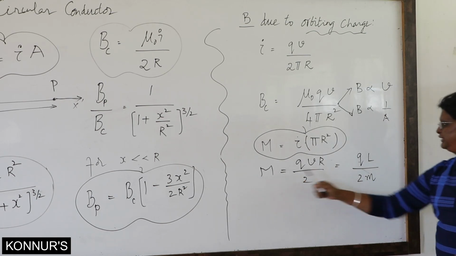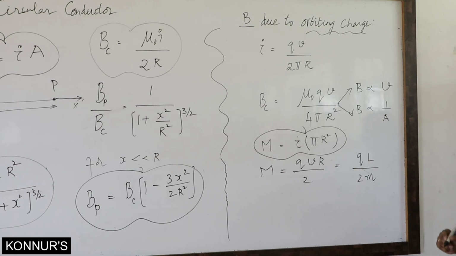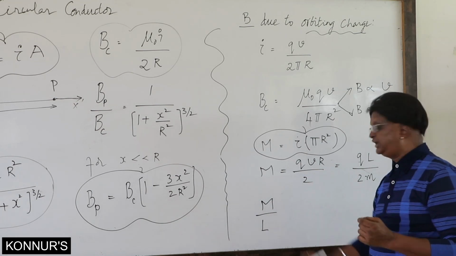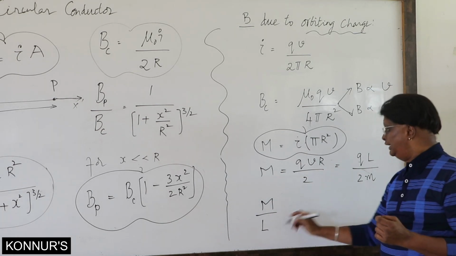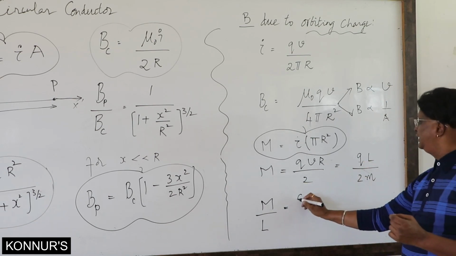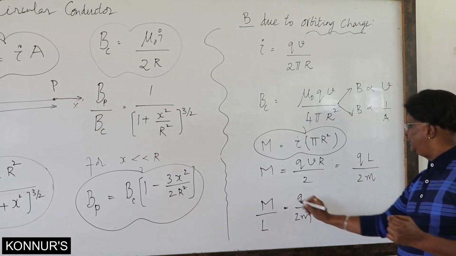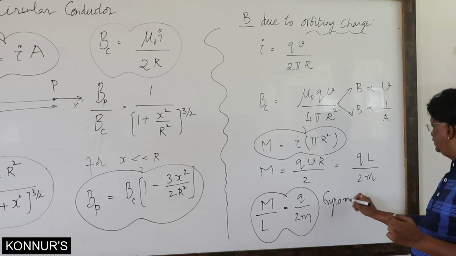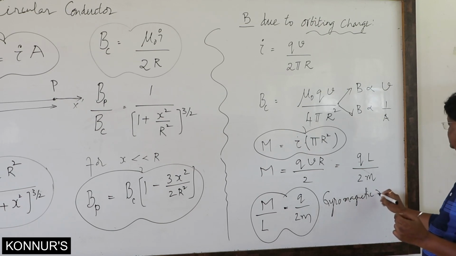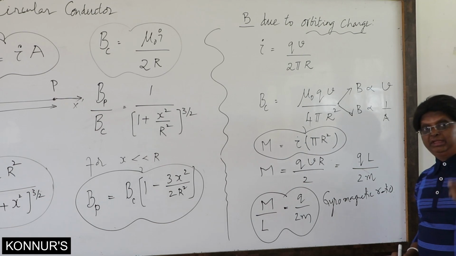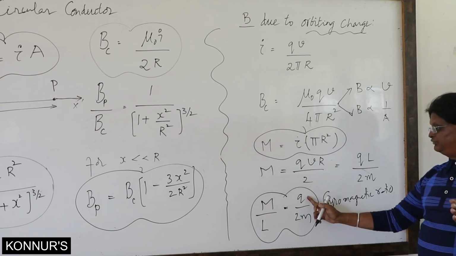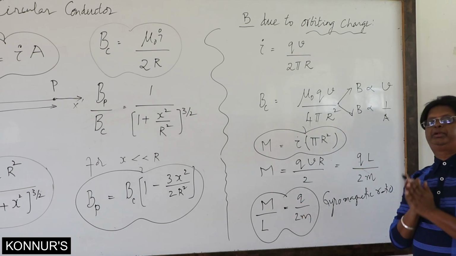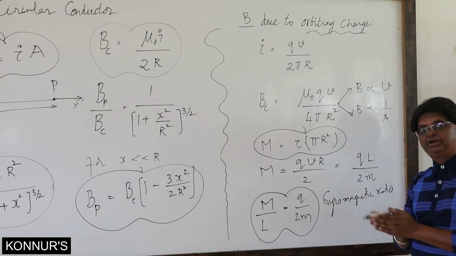This is magnetic moment and this is angular momentum. One popular topic, I think you all remember, is M by L, the ratio of magnetic moment to angular momentum. This will be q by 2m, and this is called the gyromagnetic ratio. Now this is purely a characteristic of the charge of the particle, and the denominator has the mass of the particle. So the gyromagnetic ratio depends only on the nature of the particle.